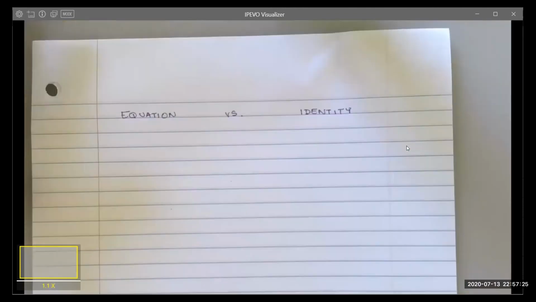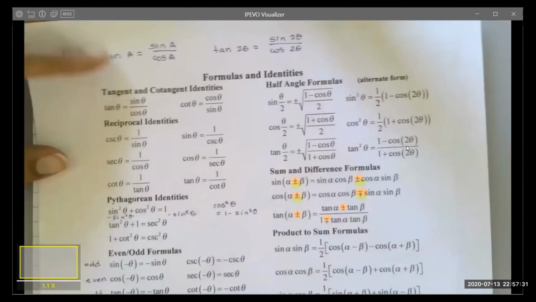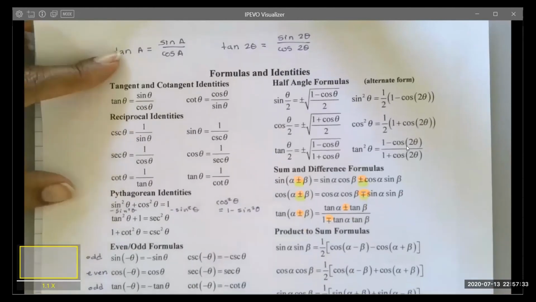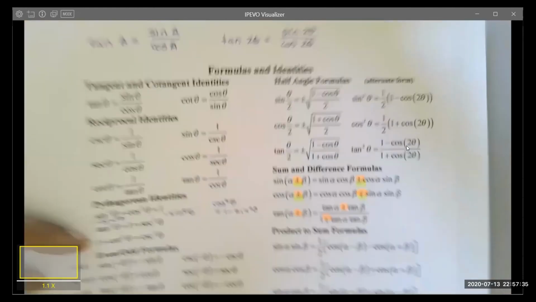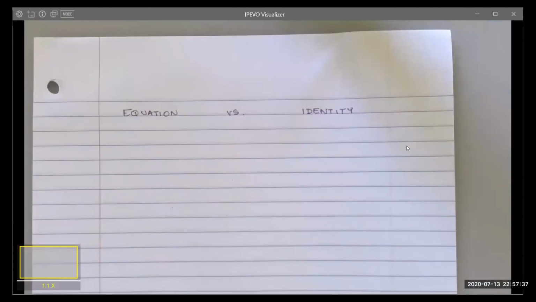Because on our formula sheet, all of these look like equations, right? There have been times when I've referred to them, well, not these specifically, but the ones they gave us in the examples, as equations. And then once we've done proving them, or proving that the right-hand side is equal to the left-hand side, I call it an identity. So what exactly is the difference?